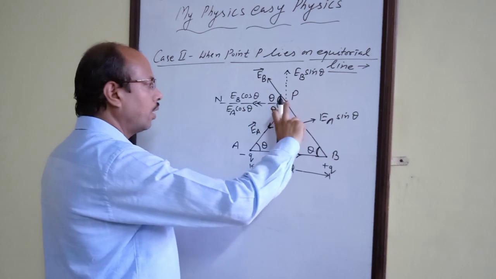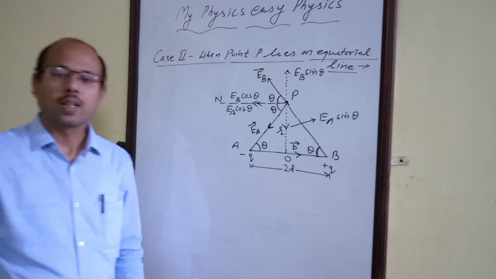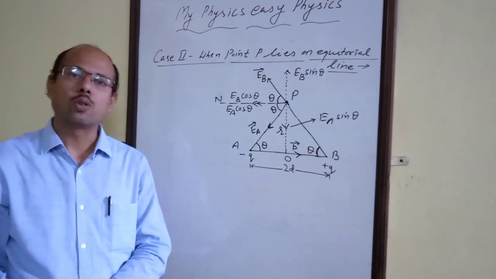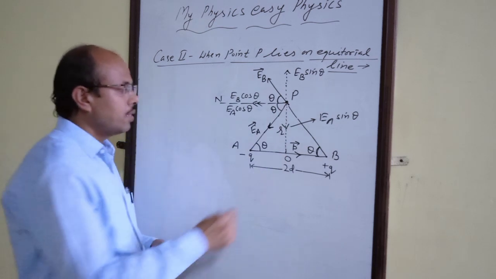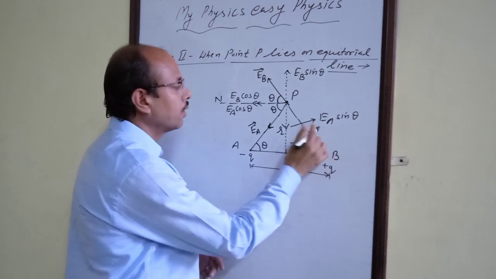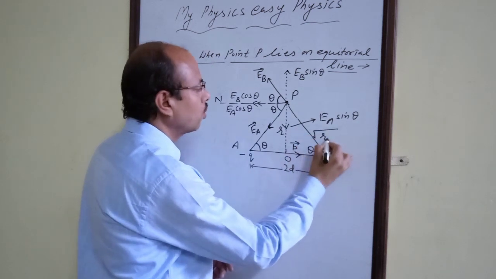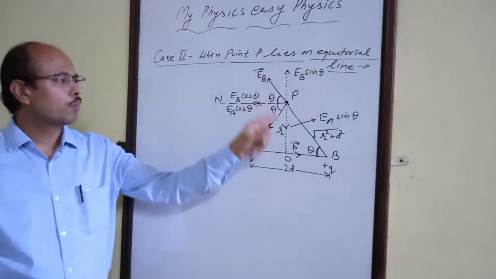Now let us suppose the distance of point P from the center is R, as in the previous part where we also discussed the distance from the center. This is R. Since this distance is R, and this is D, therefore this distance will be root over R square plus D square. That is BP.